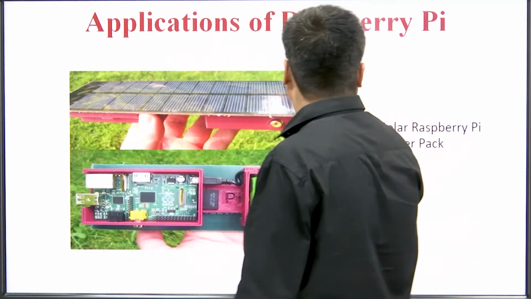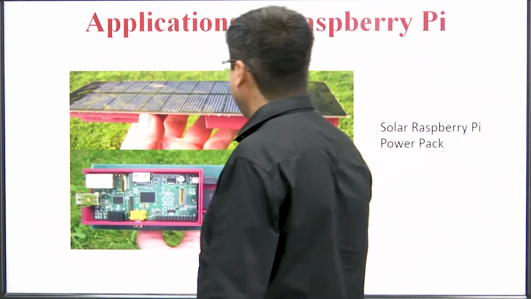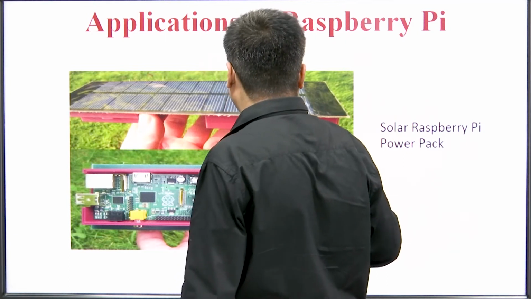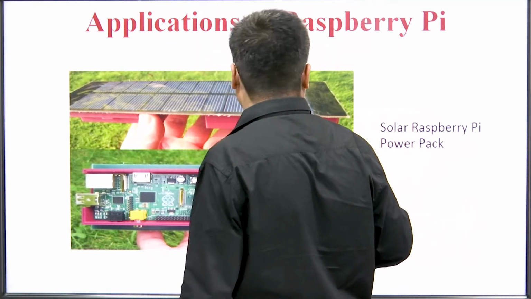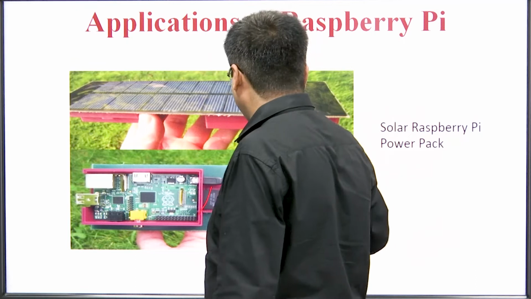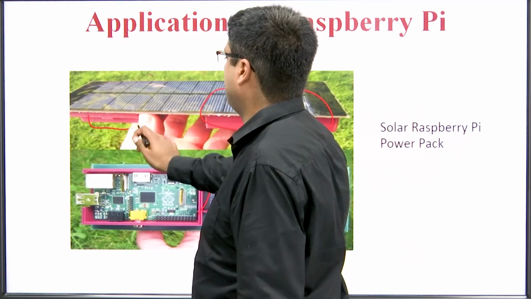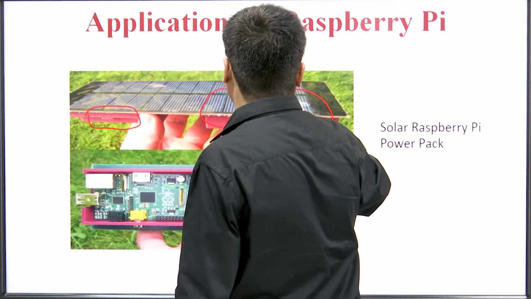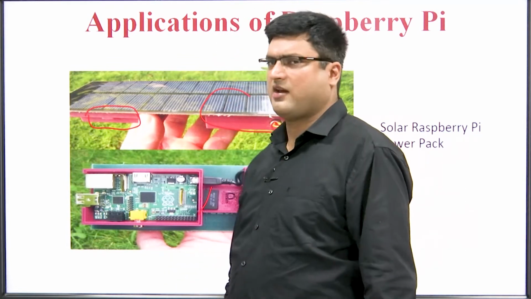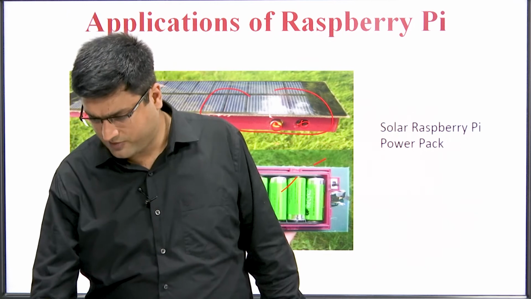Solar Raspberry Pi power packs are there, solar panels. So, Raspberry Pi can be used in solar panels and power packs as well, you can see here. Solar panels here, there are the Raspberry Pi boards, these are the jacks through which solar panels can be enabled through Raspberry Pi.